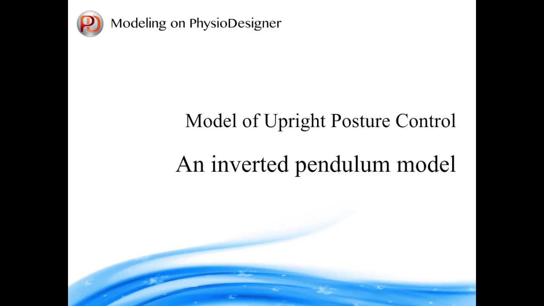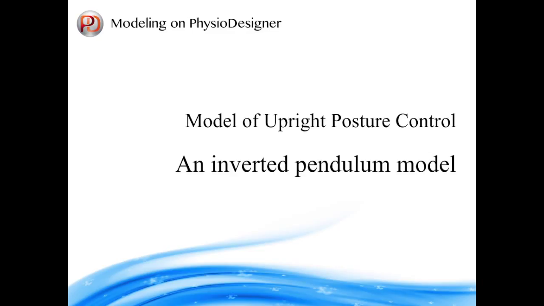In this tutorial series, we are going to create a model of human upright posture control. On PhysioDesigner, we are going to use Gaussian noise in the model, which requires a special treatment on the numerical integration. Besides that, time-delayed feedback will also appear in the model. These modeling techniques can be applied to other occasions.